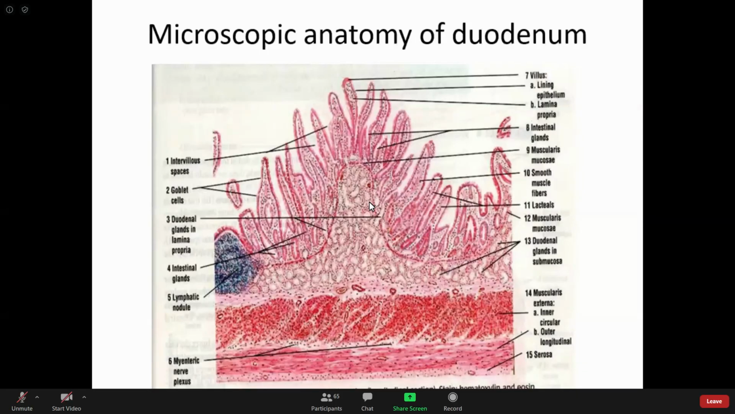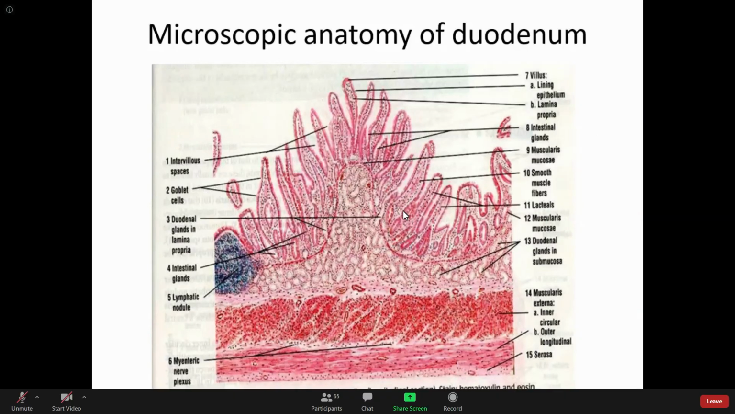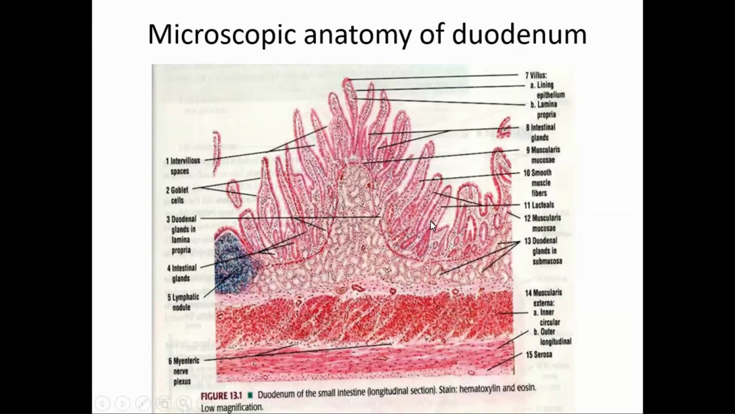Now the microscopic anatomy of the duodenum. The duodenum has the same 4 layers from inside outward: the mucosa, submucosa, muscularis externa, and the serosa. All things are the same except the identifying features of the duodenum. There is a presence of the villi, finger-like projections. The function of the villi is to increase the surface area for absorption.